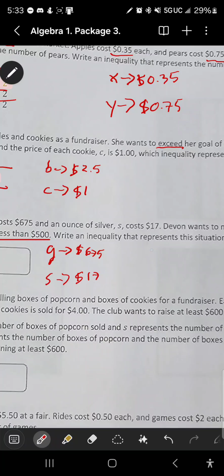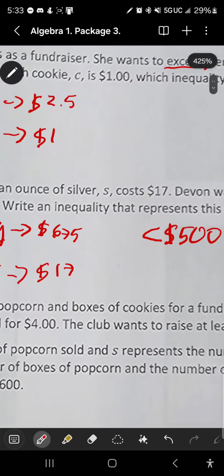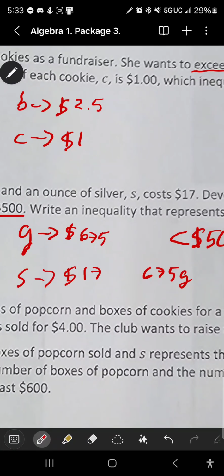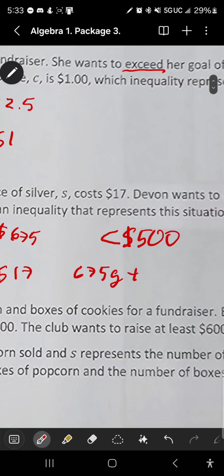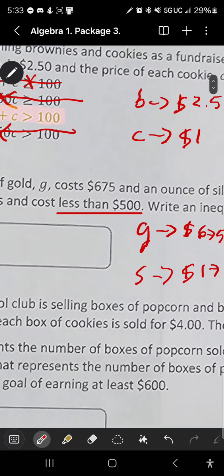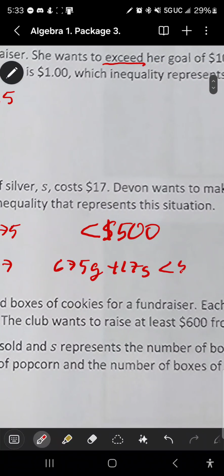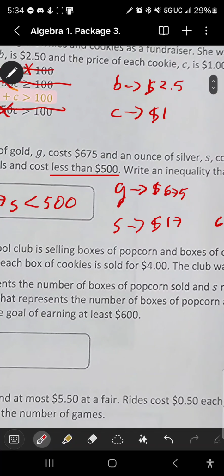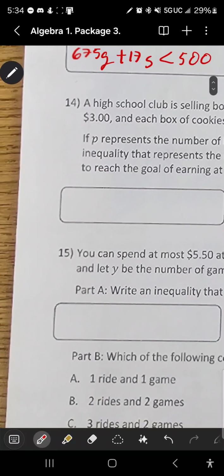First of all, this is less than 500. Now we have everything we need. We say that 675 goes with G, plus, because we are adding both metals together, 17 goes with S, and we want it to be less than 500. So I'm going to write it here: 675G plus 17S is less than 500. Yep, that's our answer. That was pretty straightforward. Let's see the next one.